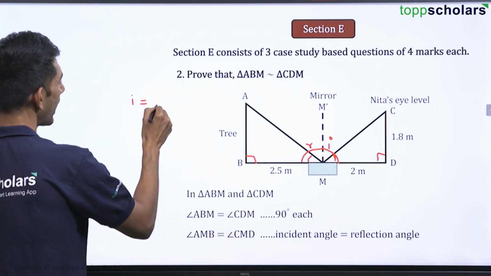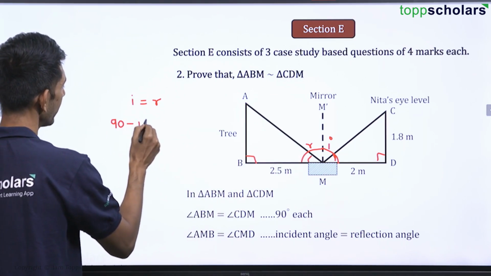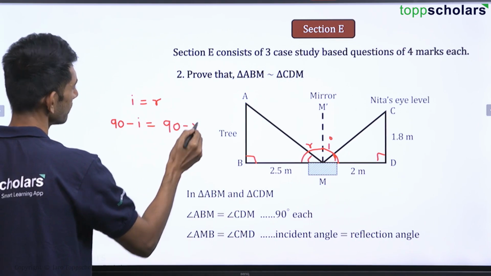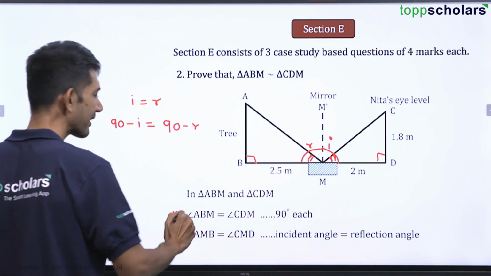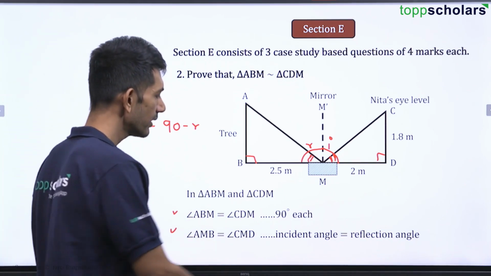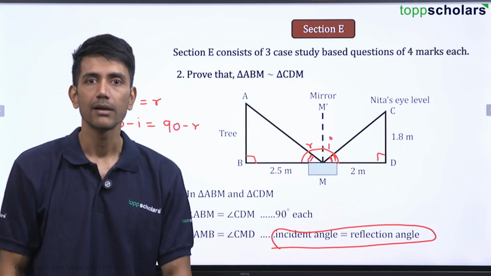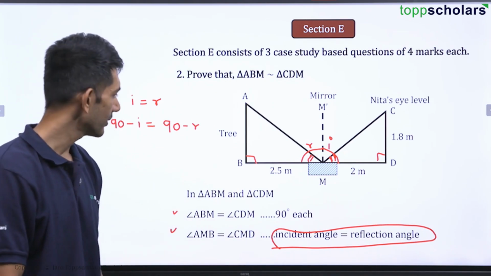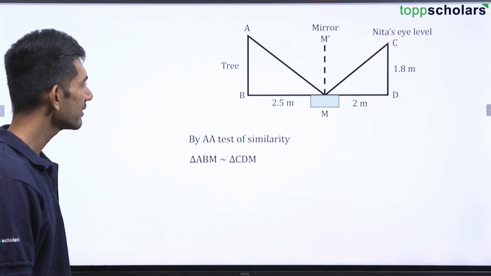I is equal to R. So can I say the inner part 90 minus I will be equal to 90 minus R. It is obvious. That means the inner parts are also going to be equal. So the two triangles are similar by angle-angle test of similarity. This is very important. You have to write down the reason why the two angles are equal there. Angle of incidence, angle of reflection, they are equal. Correct? So here can I say by AA test of similarity the two triangles are similar.